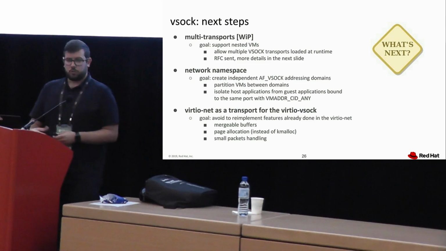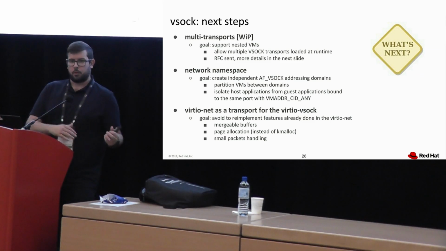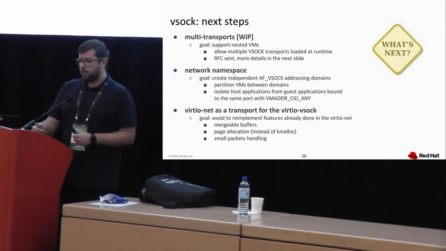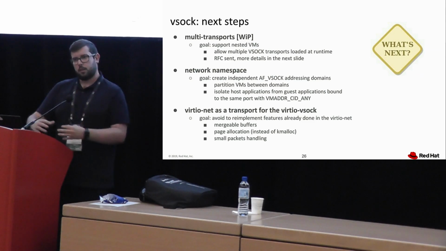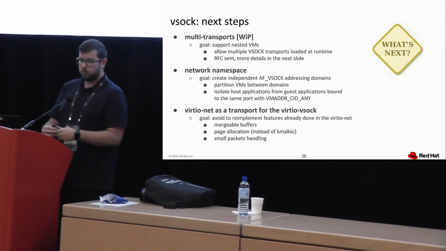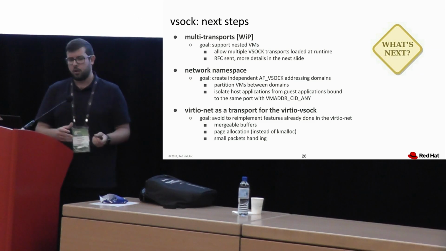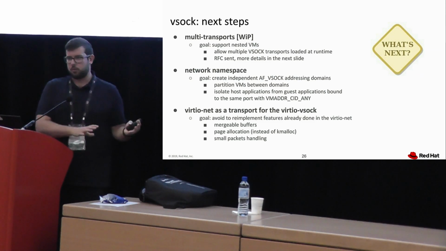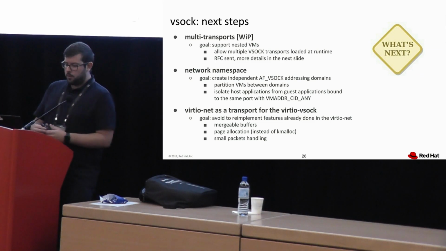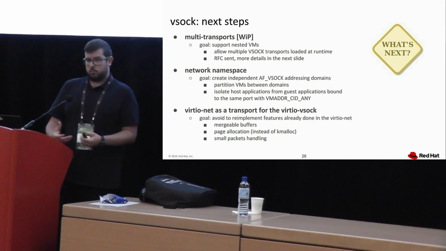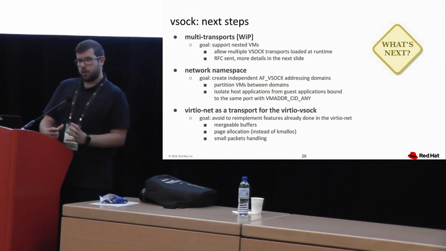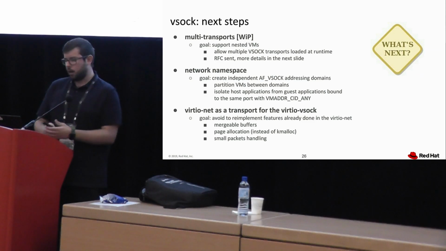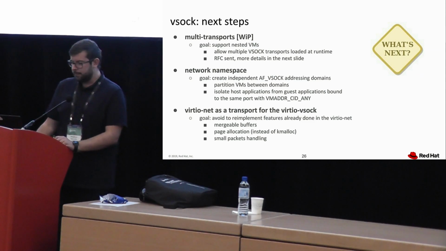These are the next steps that we want to follow. First of all, multiple transports to support nested VMs. I have other slides to talk about that. Another step is network namespaces to create independent address domains that could be useful, for example, to partition VMs in different domains, or in a nested VM environment to isolate host applications from guest applications bound to the same port. Another step could be the usage of virtio-net as a transport of virtio-vsock to avoid re-implementing features already done in virtio-net, like mergeable buffers.